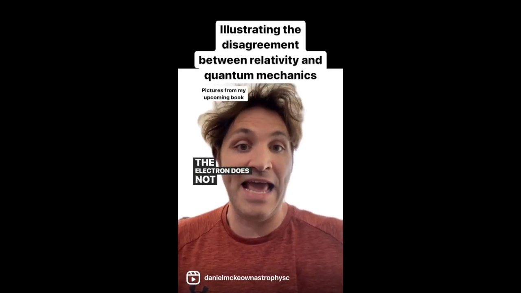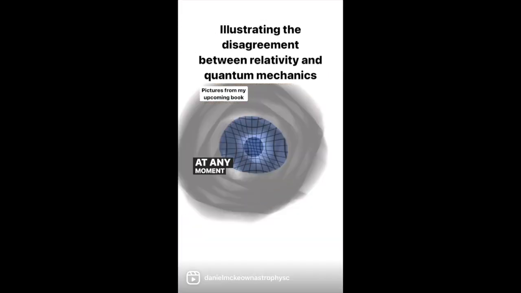The electron does not have a definite position. At any moment in time, it has a probability cloud associated with it. You can see how ridiculous this definite coordinate system looks when superimposed on this probability cloud.